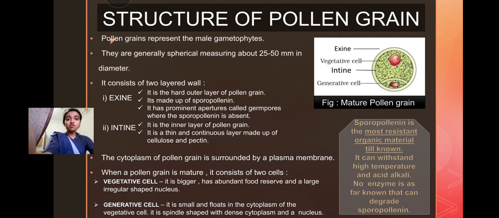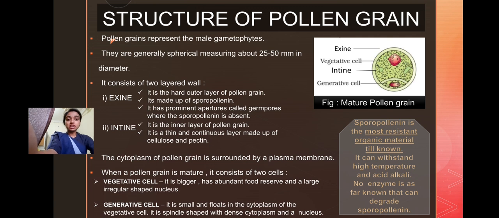Now the second layer of the pollen grain, that is intine. It is the inner layer of the pollen grain. It is a thin and continuous layer made up of cellulose and pectin. The cytoplasm of the pollen grain is surrounded by a plasma membrane. When a pollen grain is mature, it consists of 2 cells, that is the vegetative cell and the generative cell.